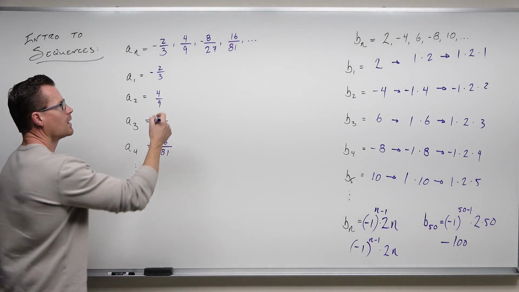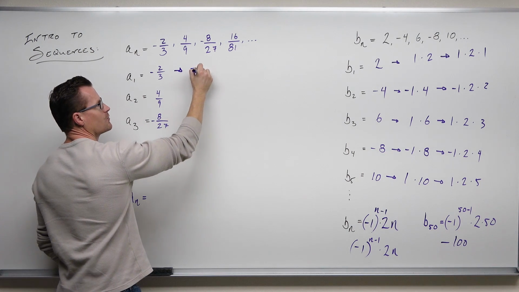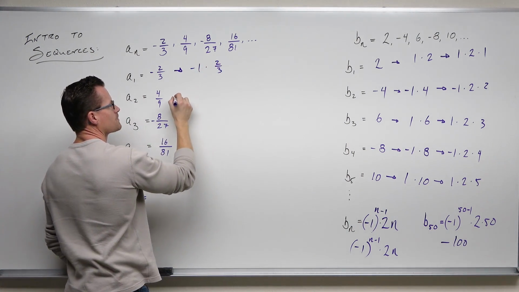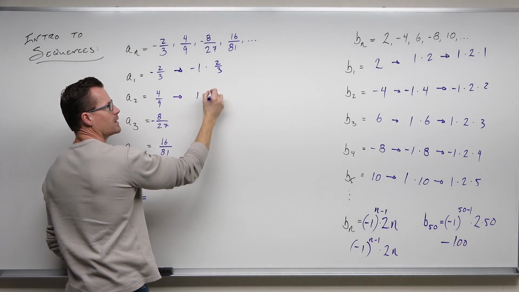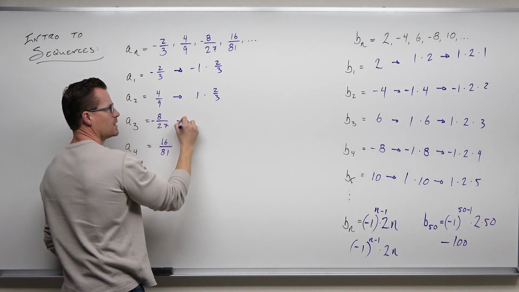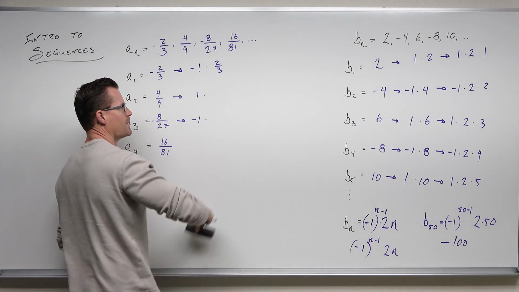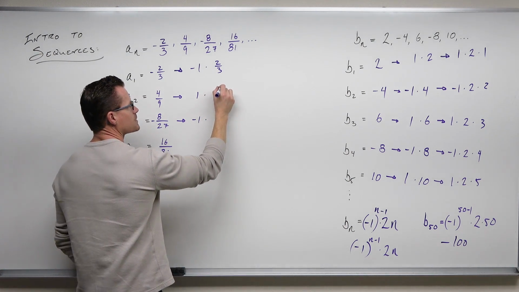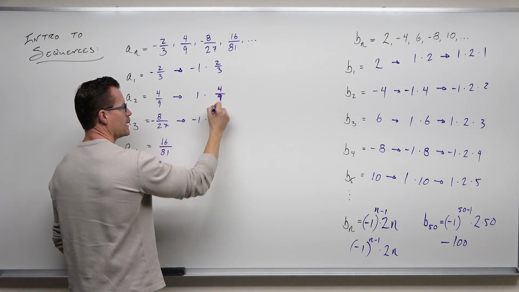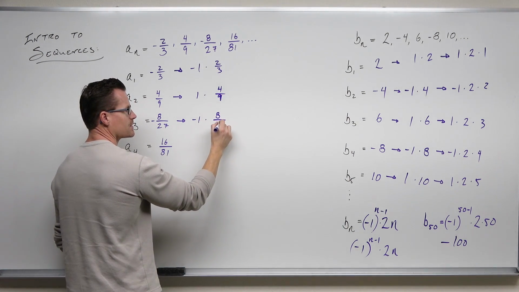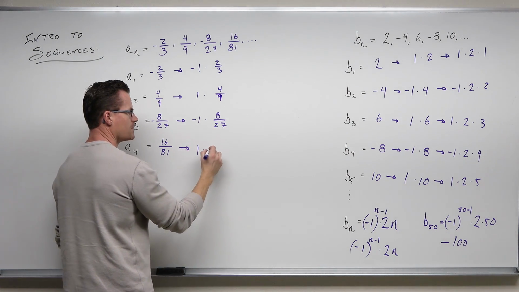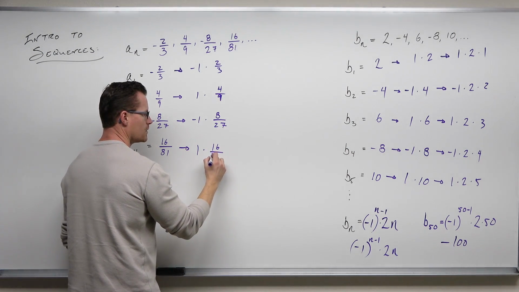So for here, we're going to say this is negative 1 times 2/3. This is positive 1 times 2/3. And negative 1 times 4/9. I'm doing the math in my head again. And negative 1 times 8/27. And positive 1 times 16/81.